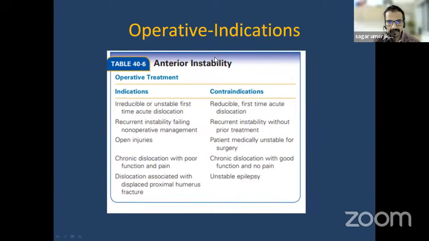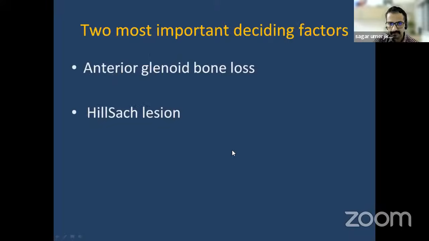Then speaking of the operative indications, an anterior instability, irreducible, unstable, first time acute dislocation, when you reduce as well as later you see that it's getting dislocated again, especially with associated fractures. That is where we'll have to intervene by surgery. Then the recurrent instability, wherein the rehabilitation has not worked, then open injuries and chronic dislocation with poor function and dislocation associated with proximal humerus fractures. And the contraindications are patients with epilepsy, first time acute dislocation, recurrent instability without prior treatment, and patient medically unstable.